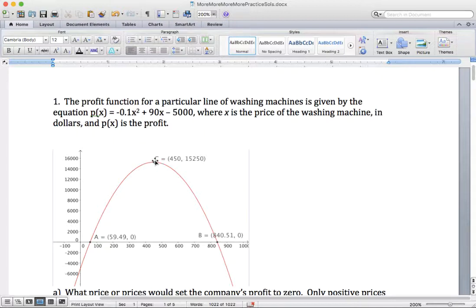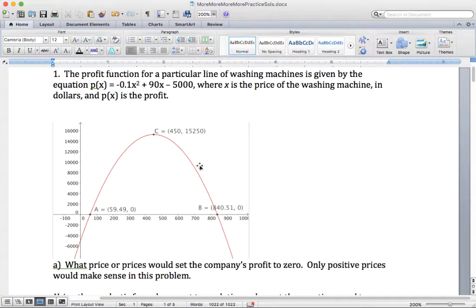get the maximum profit. And then that's at around 400 something dollars. And then, well, we can see it's at 450. And then it declines until the profit goes to zero again at $840. And what we presume is at that point the washing machines are too expensive, no one's buying them. Whereas down here at point A, we presume that people are buying the washing machines, but they're not charging enough, so they're losing money on the washing machines, or at least not gaining any. Okay, so that's the general look of this function.